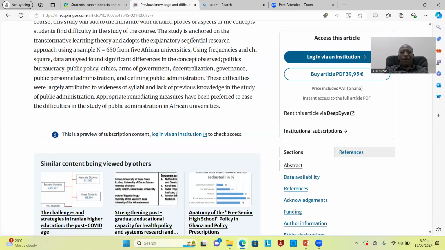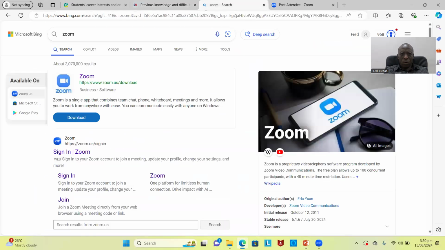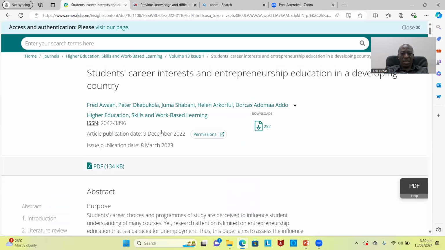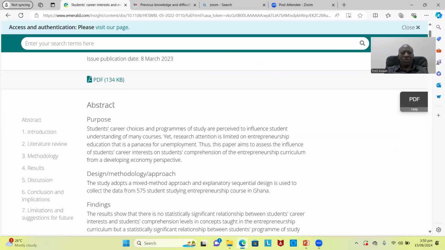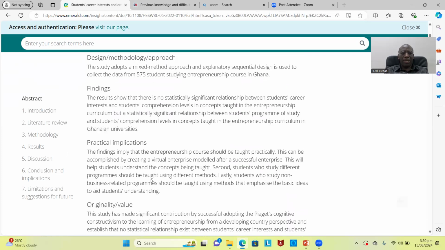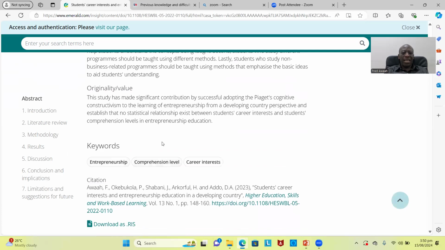So that is for the first example, and we will go on to the second example, that is a structured abstract. So you see abstract here, it tells us the purpose, design methodology approach, findings, practical implications, and originality values, and clearly you also see keywords.